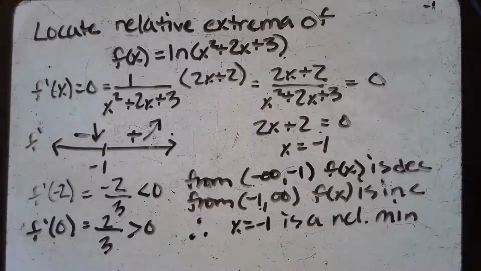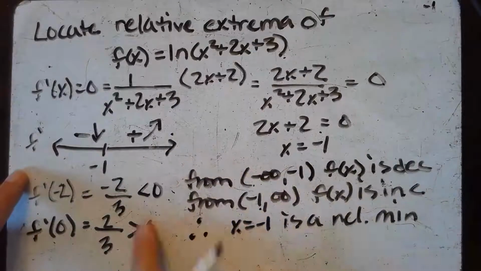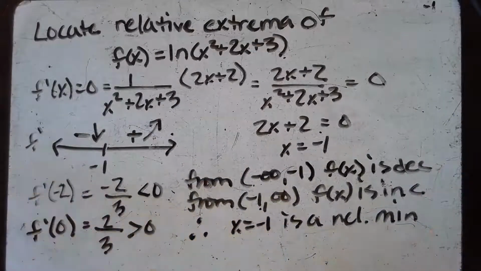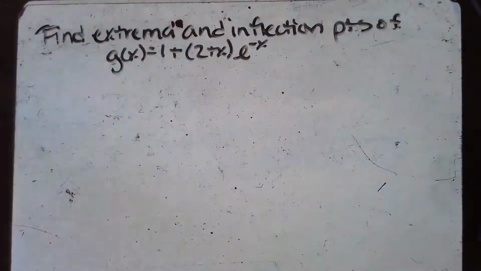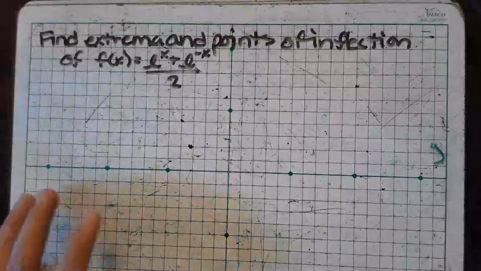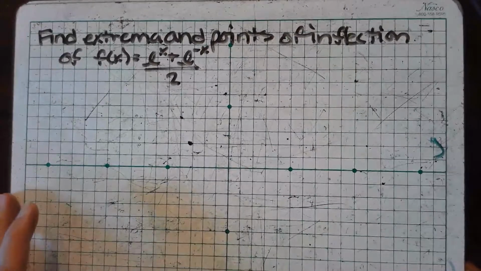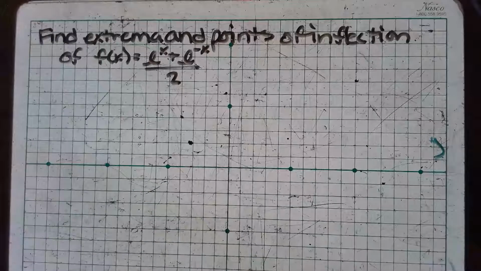So you can use the second derivative test, or you can use the sign line and use increasing and decreasing, especially if it's a little harder to come up with the second derivative. All right, so here we go. Find extrema and points of inflection of this right here.